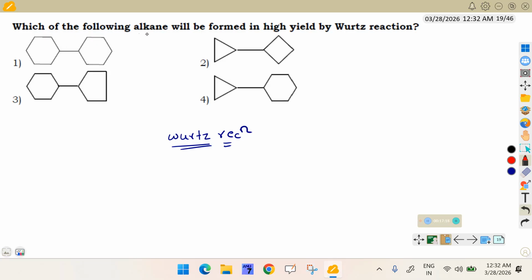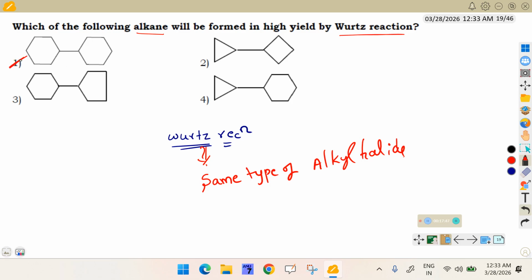Which of the following alkanes will be formed in high yield by Wurtz reaction? Wurtz reaction. In case of Wurtz reaction, the alkyl halides must be the same type of alkyl halides. Consider the same type of alkyl halides. Based on that, the first option is the correct option because the ring number remains the same here. So consider it as the same type of alkyl halide. Here the ring number is different. Different type of alkyl halide. Ruled out.